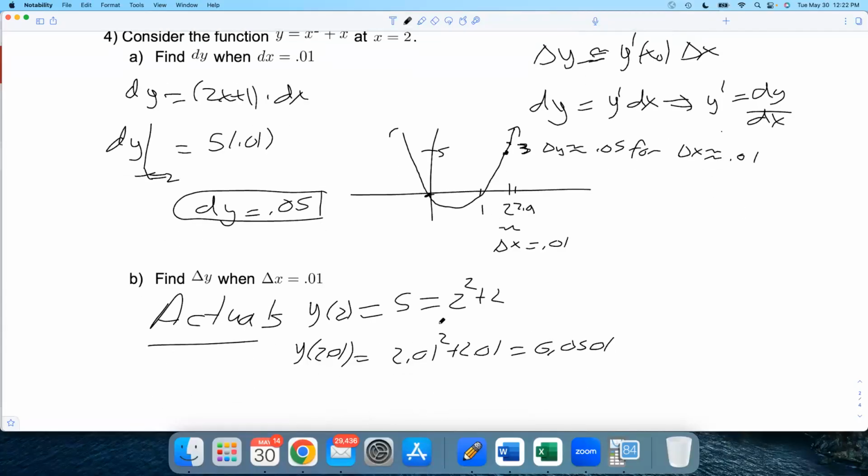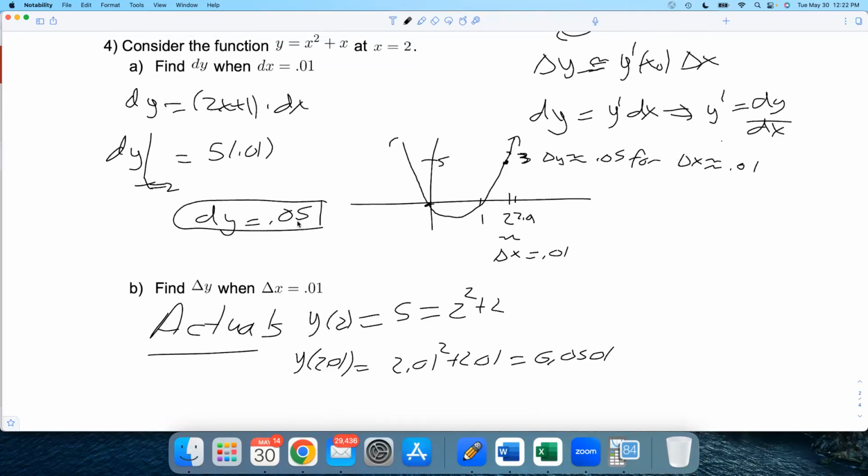Okay, I was getting a completely different answer, and then I realized, oh, it's right here. That 5 that I wrote there, no, the derivative at 2 was 5. Here I want the actual function value. I even wrote it out. 4 plus 2 is 6. My actual function value right there is 6. And the actual second y value is 6.0501.